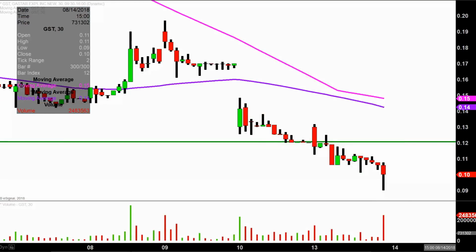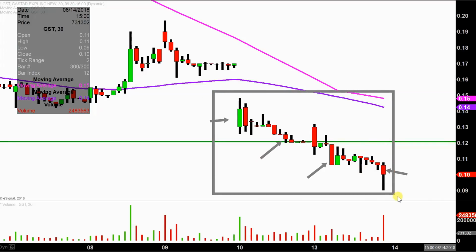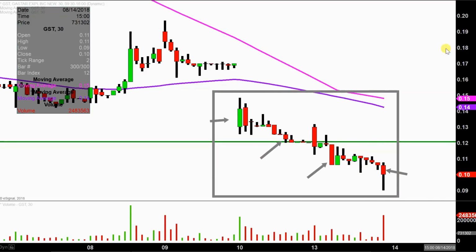Real quick, what do I mean by 30-minute in case maybe you're new to charts? Instead of each one of these candlesticks here representing 1 day's worth of price action, which is what you would normally see, each one represents 30 minutes. So while this here may look like several weeks worth of time, it's actually just the past 2 days broken down into 30-minute time slices.